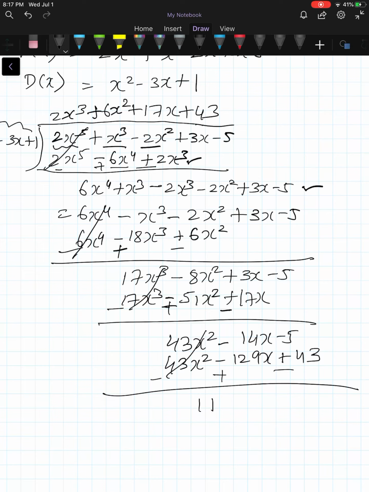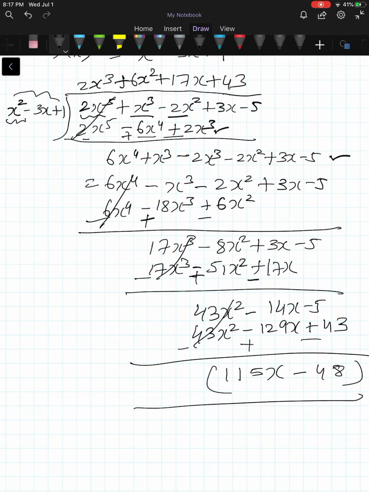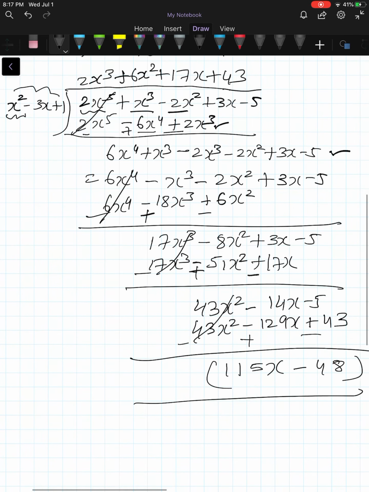So 115x, minus 43 minus 5 is minus 48. Yeah, minus 48. So this has a degree which is less than the degree of the divisor, so further division is not possible.